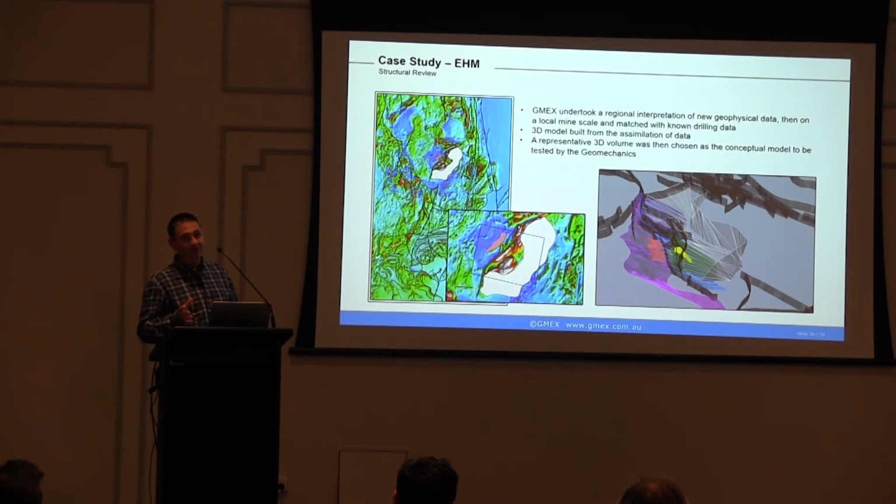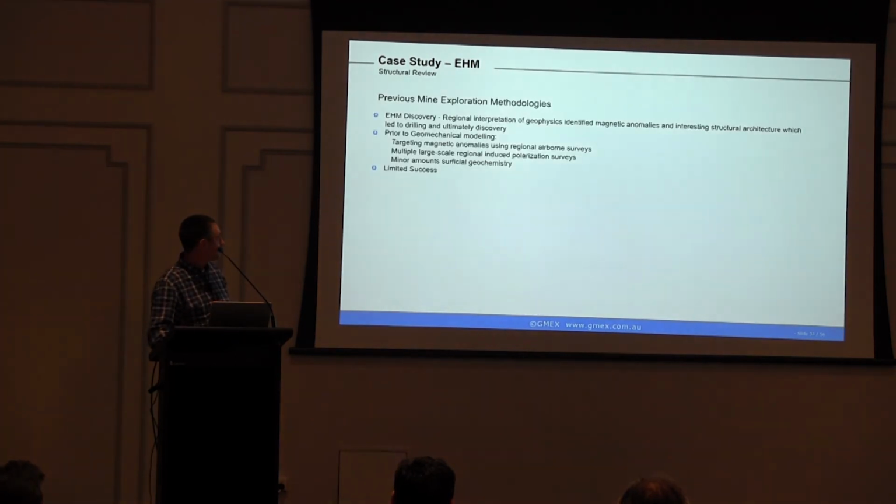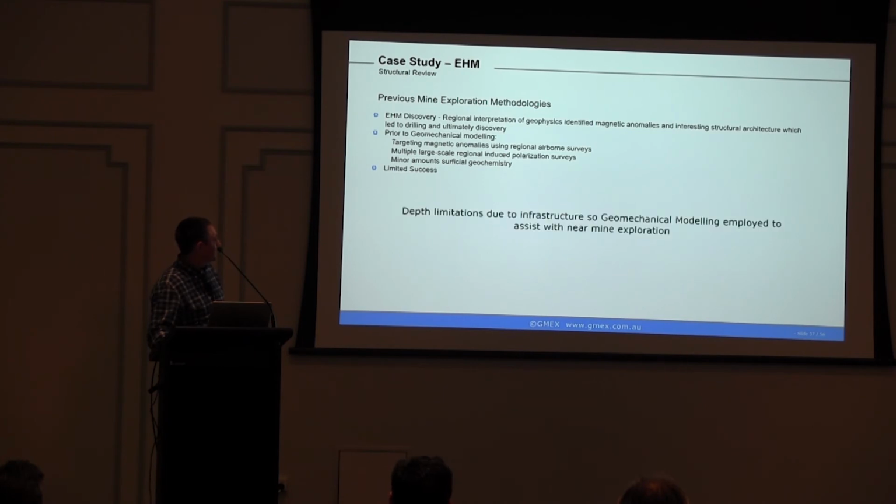We were really interested in what happens on that hanging wall shear zone and how strain localizes and how it might be related to the deposit of the breccia. So there's a bunch of stuff done in terms of exploration methodology prior to this project with limited success. There were also some depth limitations due to infrastructure within the mine, so they decided to use some geomechanical modeling to try and assist with near mine exploration.